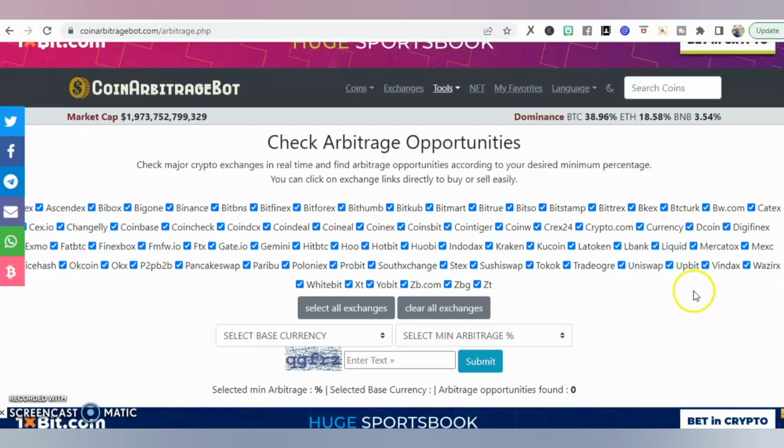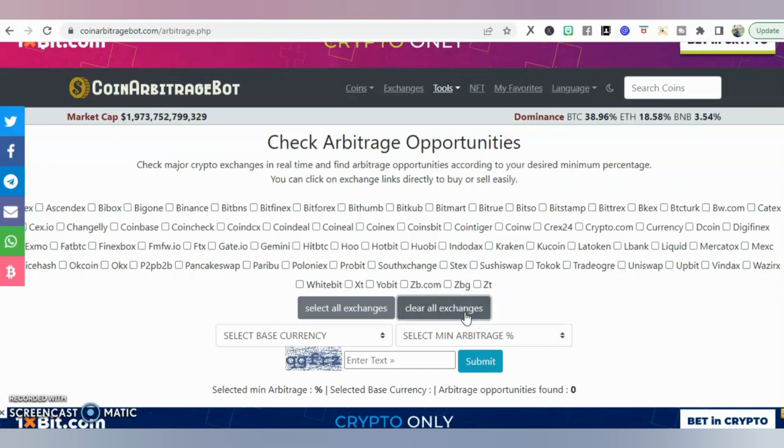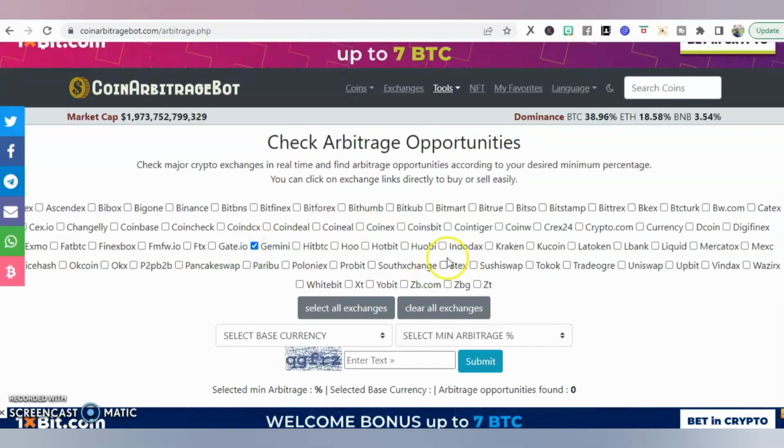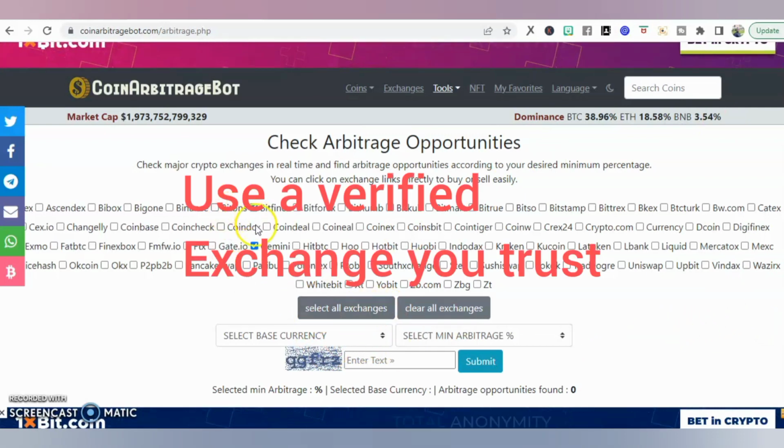So when you're on this page, what you need to do is to clear all the exchanges. You deselect them, then you select the particular one you want to use. For example, if you want to use Gemini and let's say Bitfinex, I want to search for arbitrage opportunity between these two. You select the exchange you want to search for.